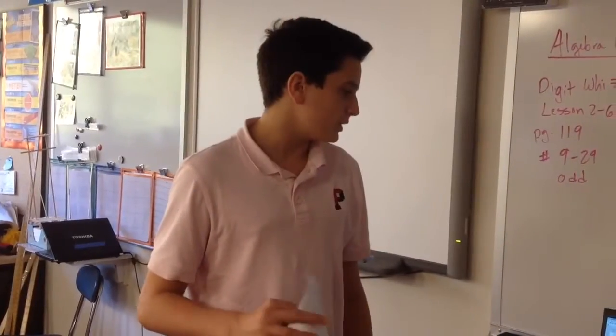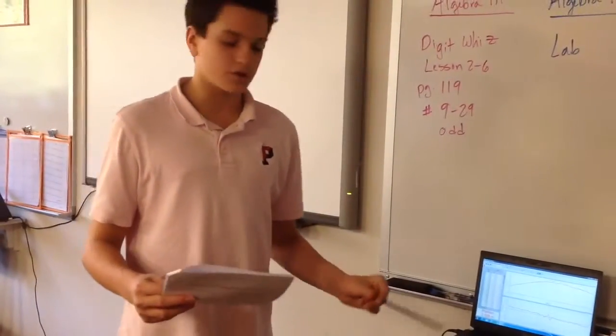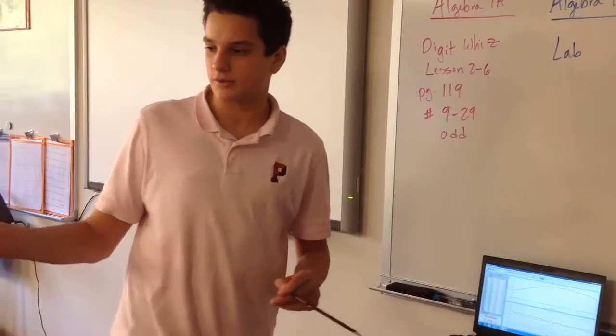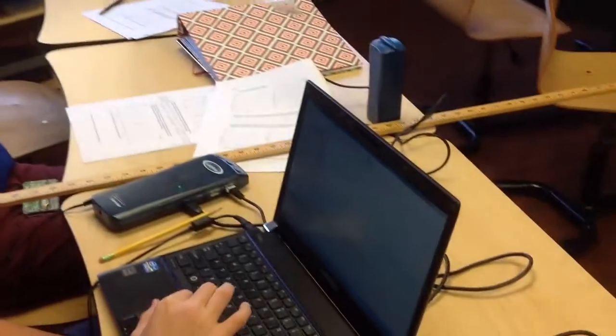To make graph A, we started about a foot from the sensor, but we should have started about 2 feet, and then we walked at a steady rate to the other side of the classroom. The difference we need to make graph B is to go at a faster rate.